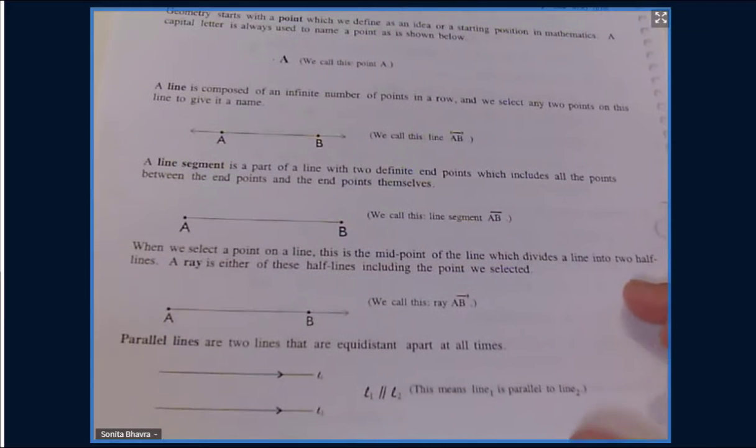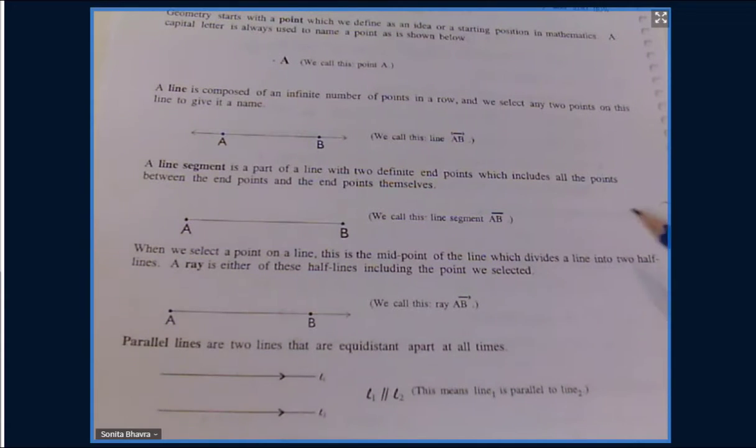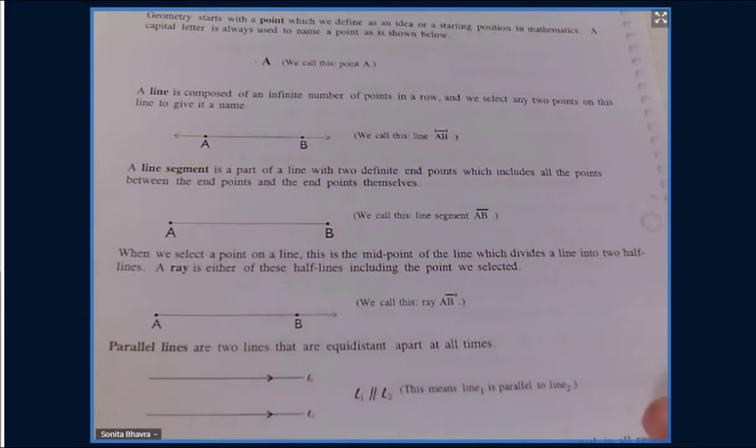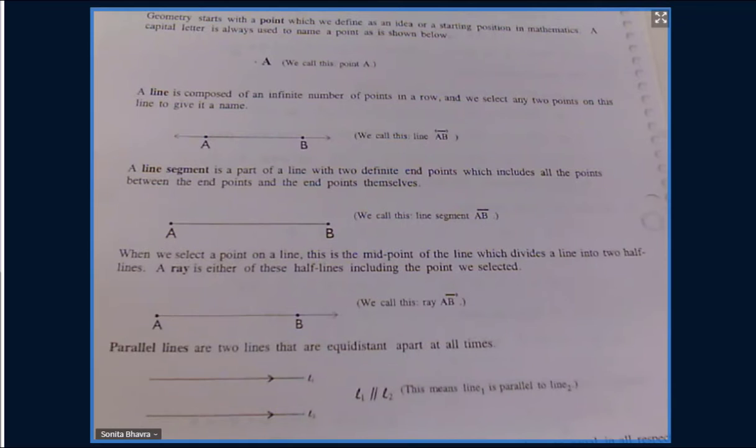All right, so this is a line segment. It's still AB, but it's just a line on top. There's no arrows on the ends. And lastly is a ray. A ray has an endpoint on one end and an arrow on the other end. That is a ray.